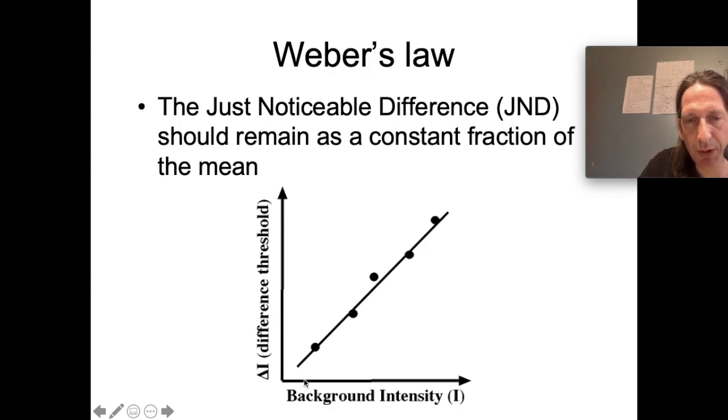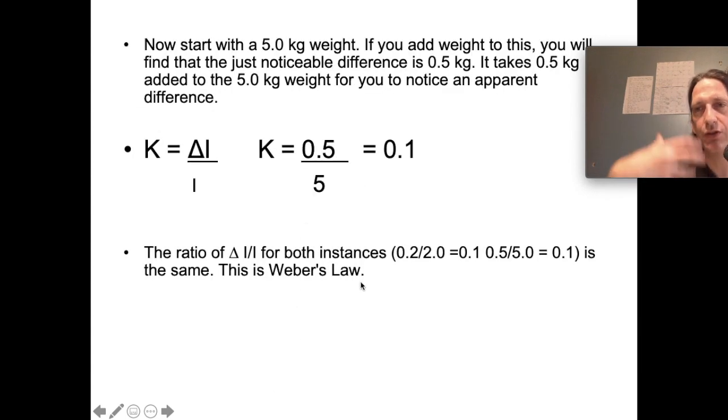Okay, so if I plot the intensity of the stimulus against the difference threshold, or the just noticeable difference, it remains a constant fraction. Okay, if I double the weight, I double the just noticeable difference. So if I divide one by the other, I'm always getting the same number.